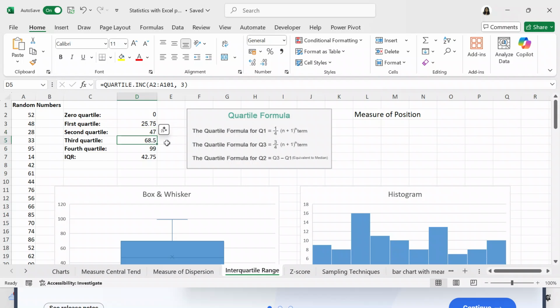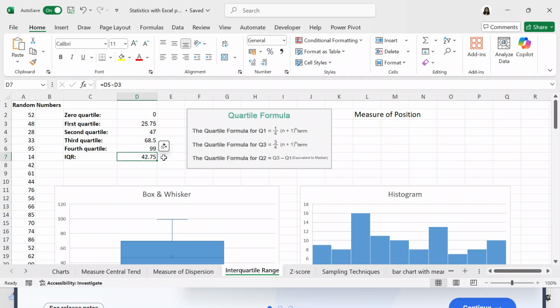You've got your third quartile, A2 to A101, 3, which is 68.5. And you've got your fourth quartile, which is QUARTILE.INC A2 to A101, 4. And you've got your IQR, that's your interquartile range, that's D5. That is your third quartile minus D3, which is your first quartile. If you take the third quartile and subtract the first quartile from it, you get 42.75. So that's your interquartile range.